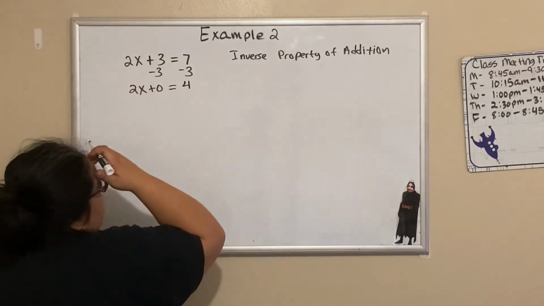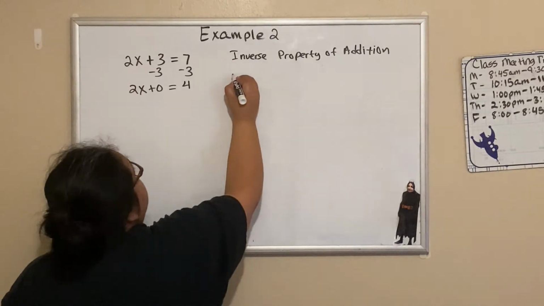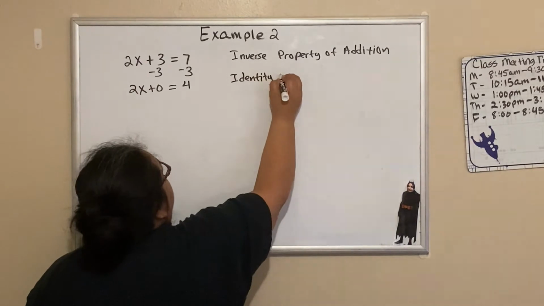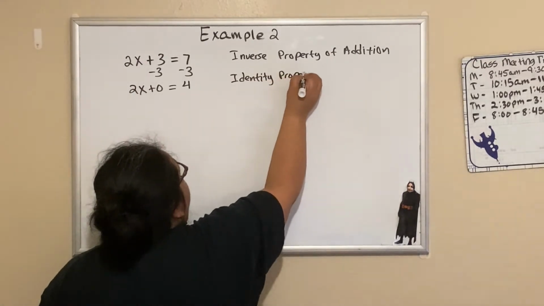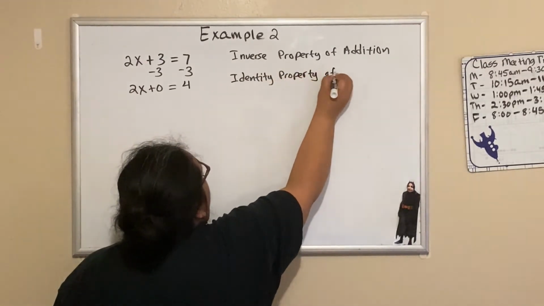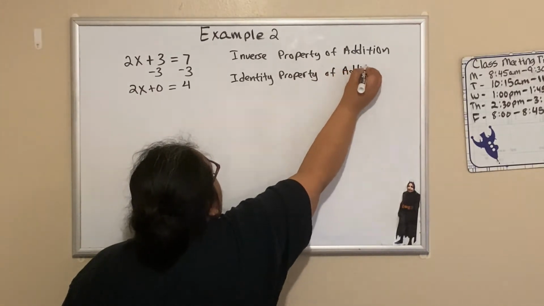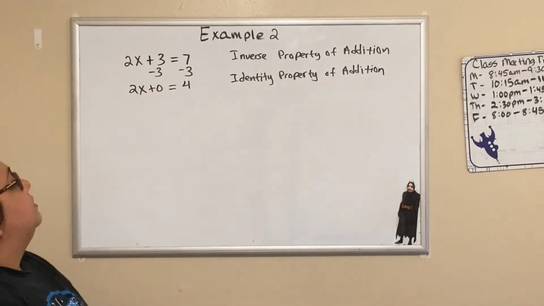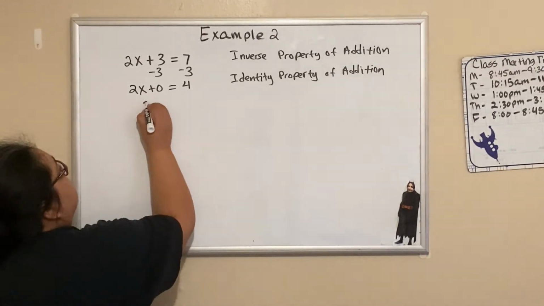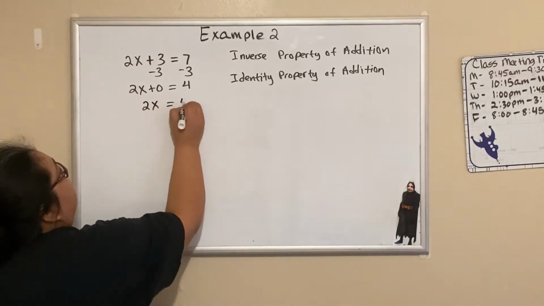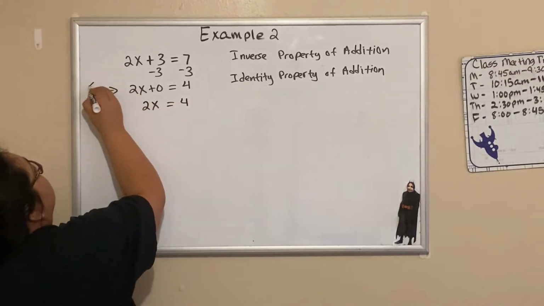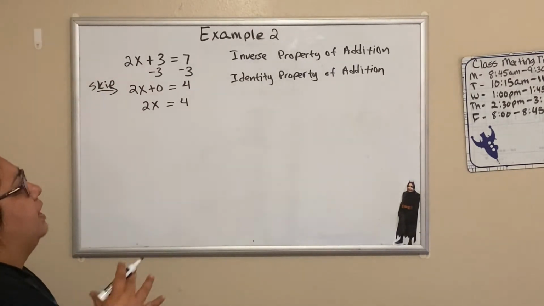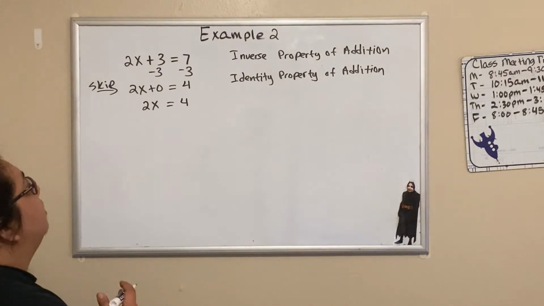Well, that's 4. So now we're going to use the identity property of addition. And the identity property says if I have a number and I add it to 0, I get the same number. So this is just 2x equals 4. Now remember, this step, normally we skip this step. We normally skip this step, but I'm showing you right now so you can see how the properties work.